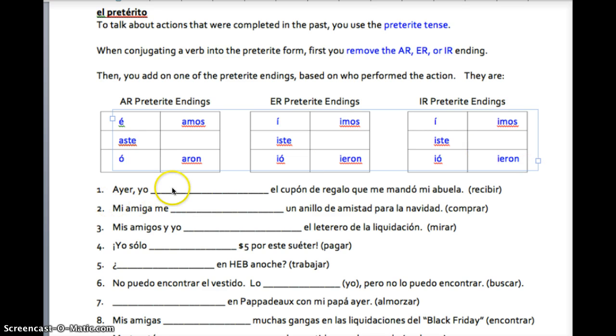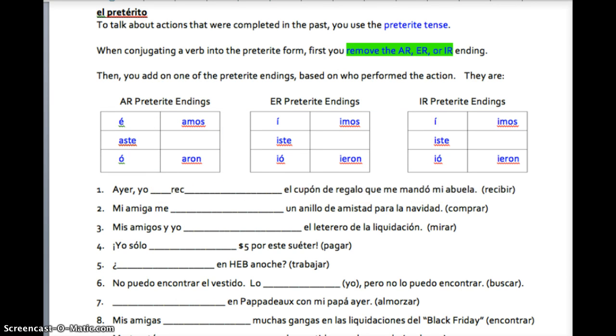All right. So there's the chart. So the first thing I'm doing, like I just said, was removing the AR, ER, or IR ending. And that is going to leave me with recib. All right. So I'm going to be left with recib.